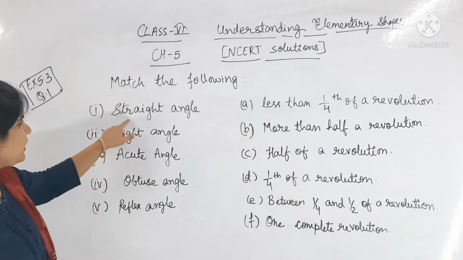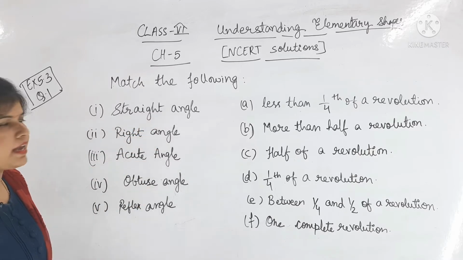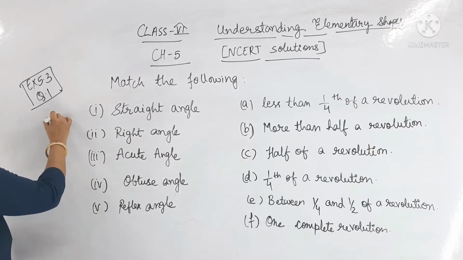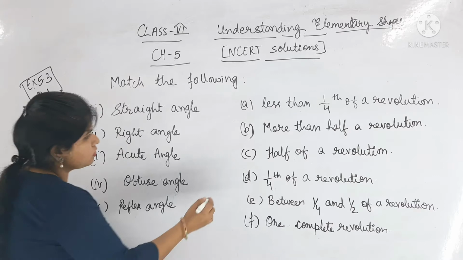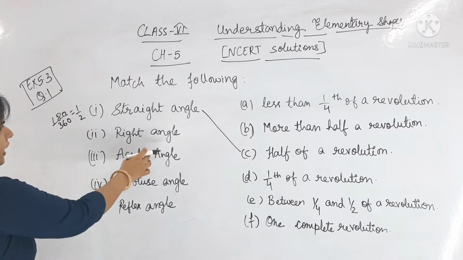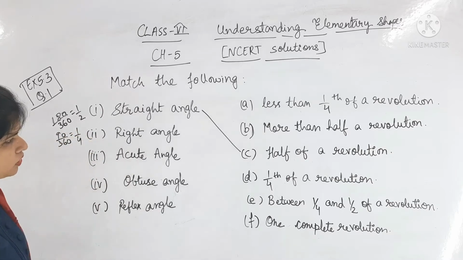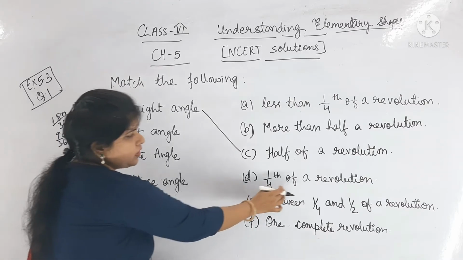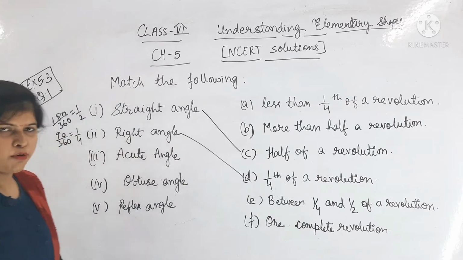Okay, so straight angle means 180 degree. 180 degree divided by 360 degree, how much? That is half revolution. So this is your answer, half revolution. Right angle means 90 by 360 degree, that is 1/4. So where is it 1/4? Here it is 1/4 of a revolution. Like this you have to match.